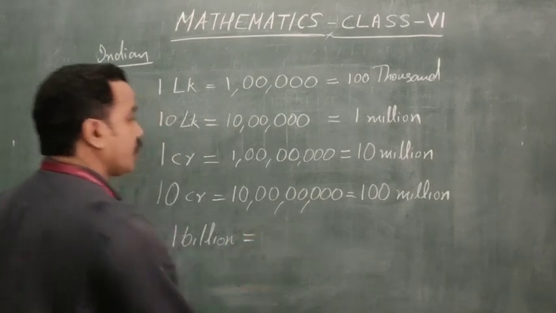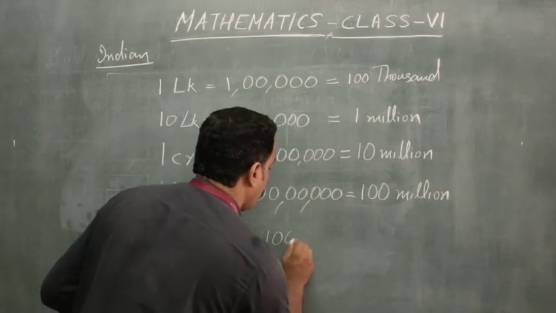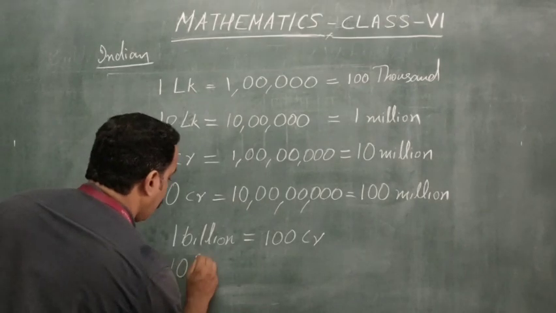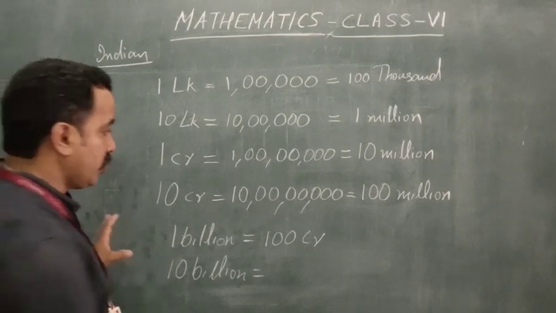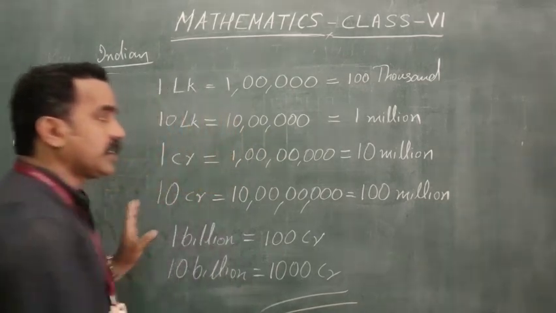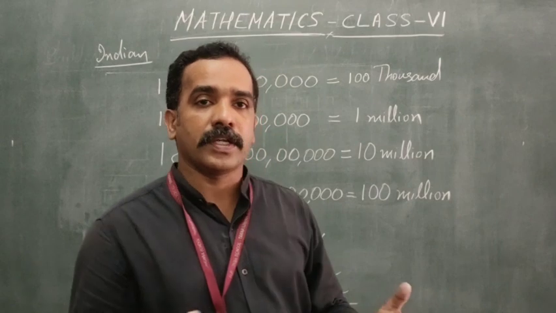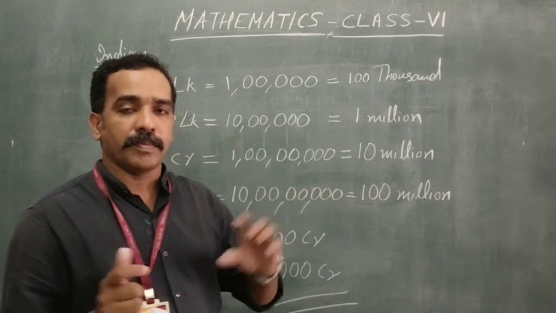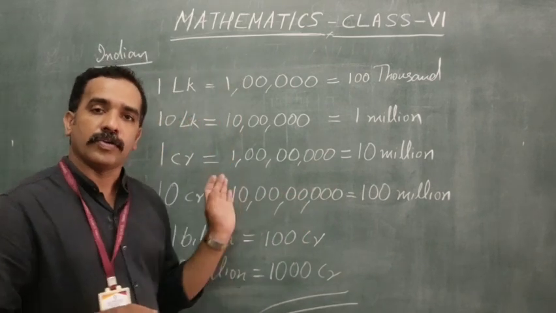1 billion is equal to how many? Actually, 1 billion is equal to 100 crore, and 10 billion is equal to 1000 crore. These are the relationships between the Indian place value chart and the international place value chart. Understood? So we can convert numbers from Indian to international and international to Indian also.